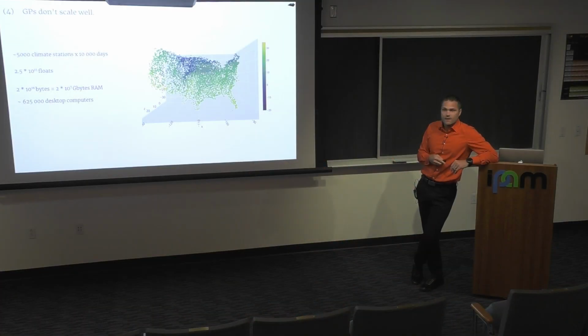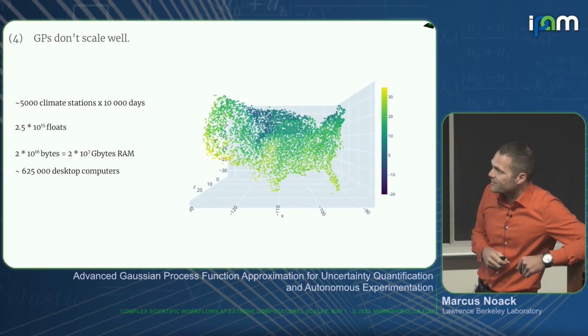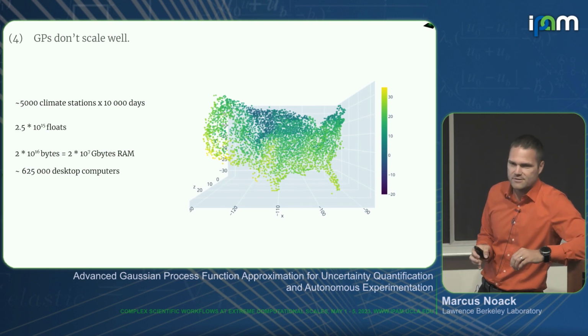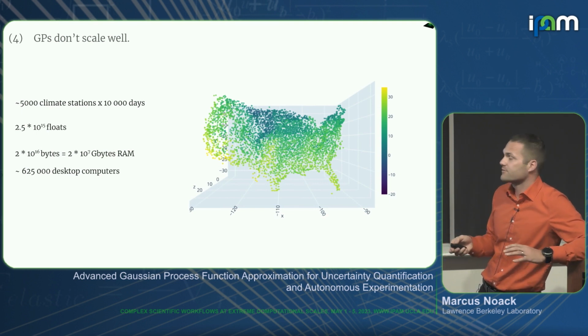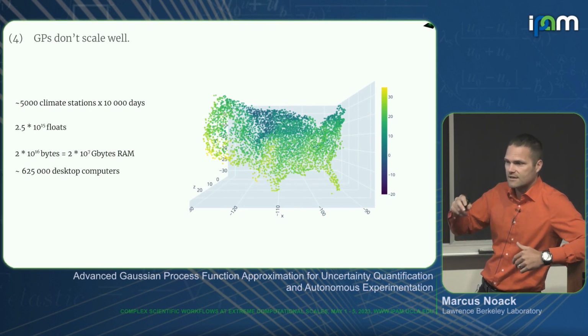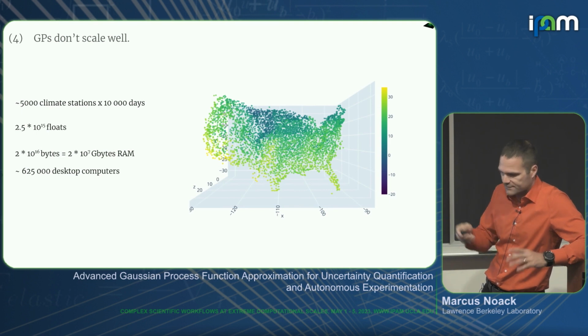Number 4, GPs don't scale well. Everybody who has ever tried to set up a GP with 10,000 data points, maybe 20,000, on a laptop, the laptop crashes. That's not great. There are big data sets, especially in the climate sciences. One we recently worked with had 5,000 climate stations and 10,000 days. And it would have taken 625,000 average desktop computers just to store the covariance matrix. It's too large. And that's just the storage. That doesn't even include the downstream computations. We have to solve the log determinant, and we have to solve a linear system. But even just storing it is hauntingly expensive.